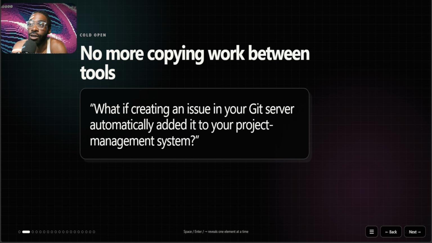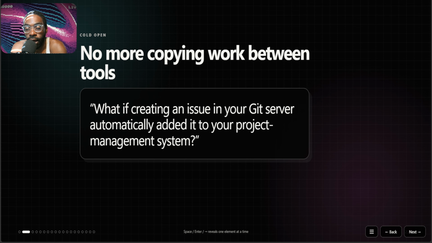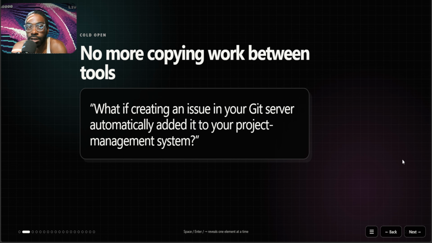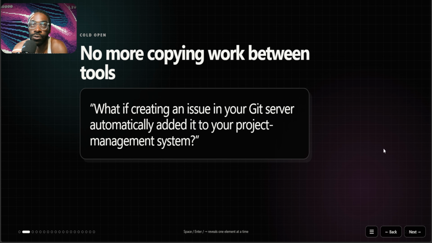The whole point of this video is to answer a question. What if creating an issue in your Git server automatically added it to your project management system? I already have a version of this integrated, but rather than it pushing to an external Git server, I keep it on one machine and I use a local skill to track Git changes on a remote Vikunja server.